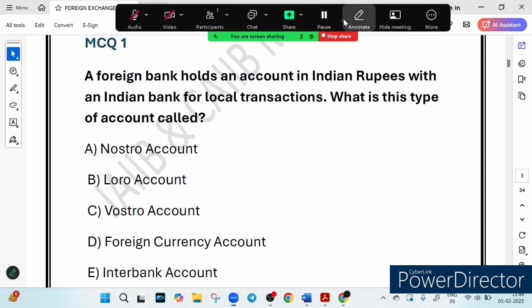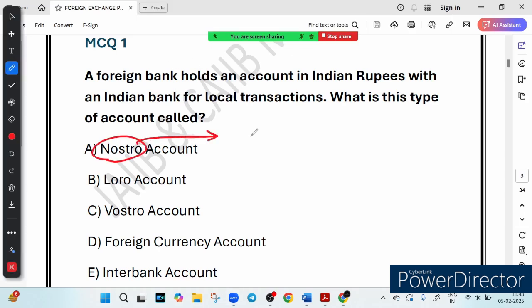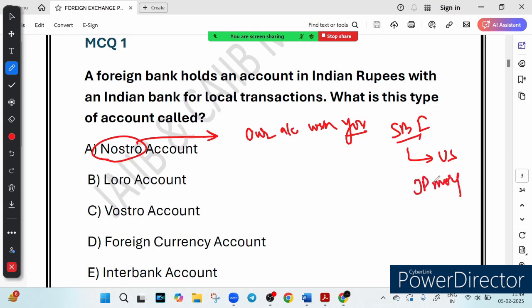The first option says Nostro. When I say Nostro, it means what? It means our account with you. Right? So a Nostro account is an account that an Indian bank holds with a foreign bank in that foreign bank's currency. For example, SBI wants to do transactions in the US, right? So it opens an account with JP Morgan in the USA, holding US dollars. SBI calls this a Nostro account because it means our account with you, that is JP Morgan.